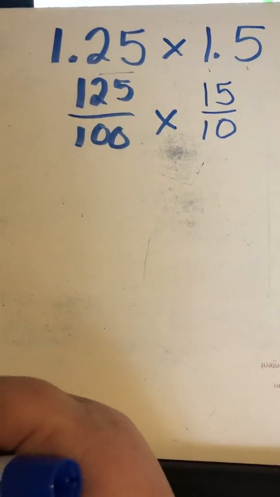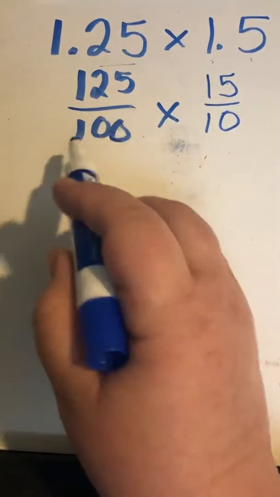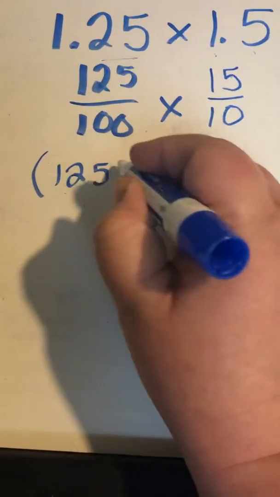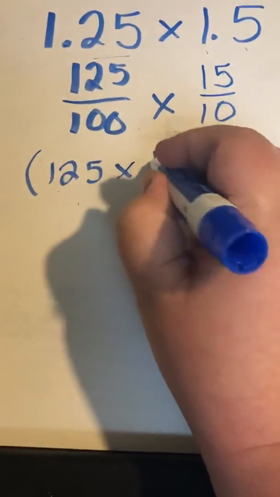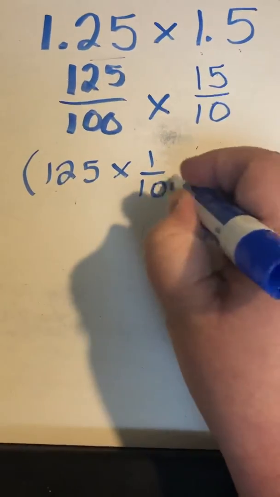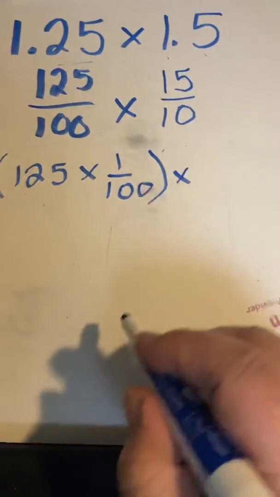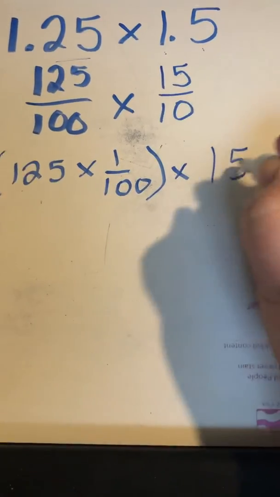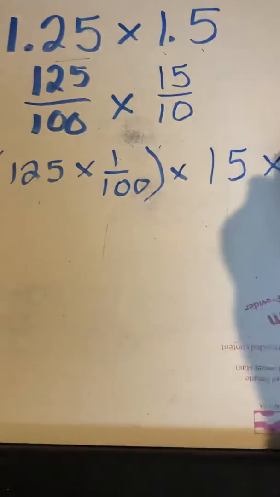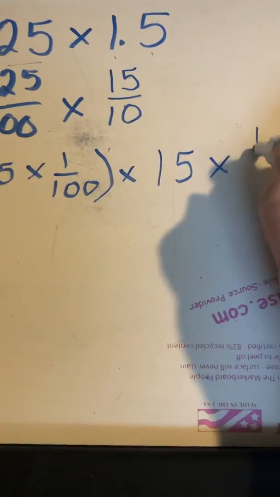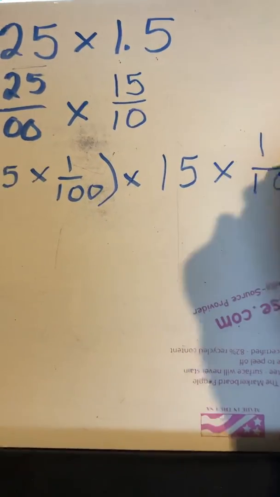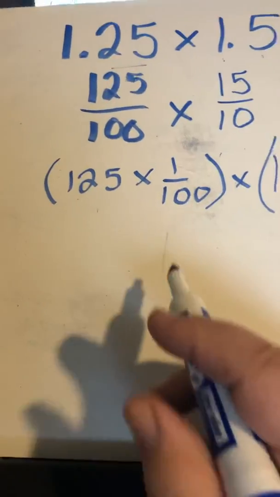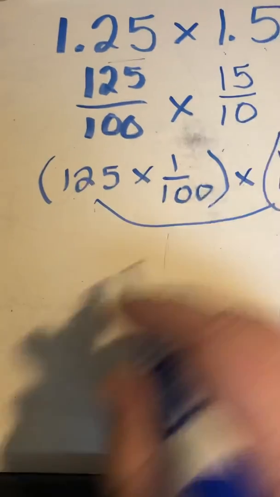So my next step is going to be, again, to take these apart. So I'm going to do parentheses, 125 times my unit fraction 1/100th, parentheses, times whole number 15 times unit fraction 1/10, parentheses. I'm next going to do my whole number multiplication.